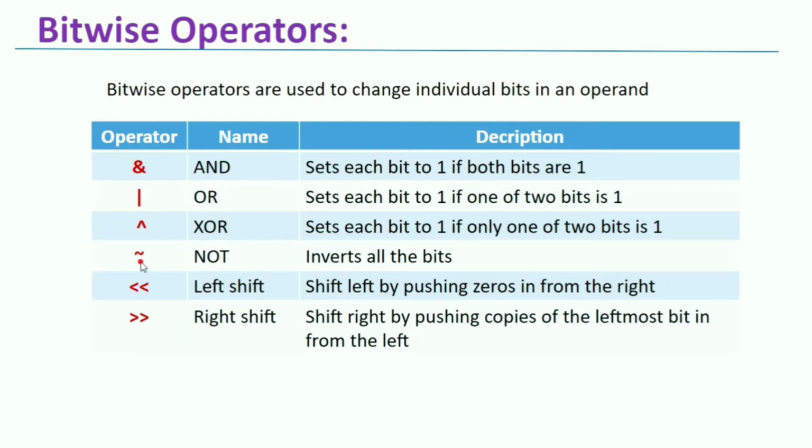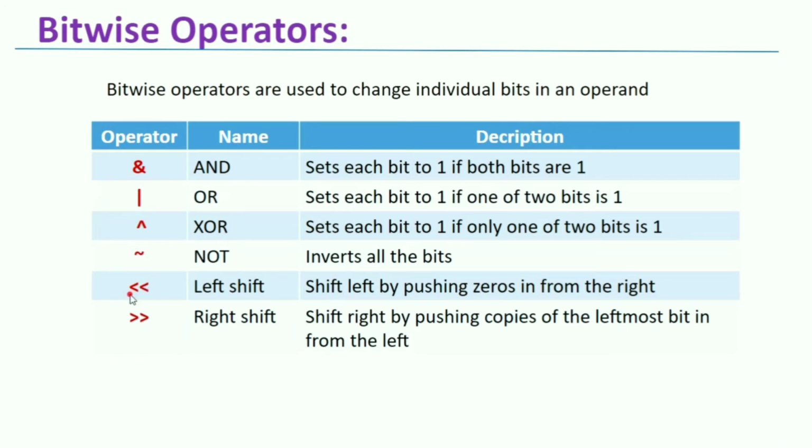NOT is the bitwise NOT, and this bitwise NOT inverts all the bits. It is like negation. Now please do understand, these are the bitwise operators: bitwise AND, bitwise OR, and bitwise NOT. These AND, OR, and NOT operators are also there in logical operators. But those logical AND, logical OR, and logical NOT are different operators, and these are the bitwise operators. You can see their symbols are different.